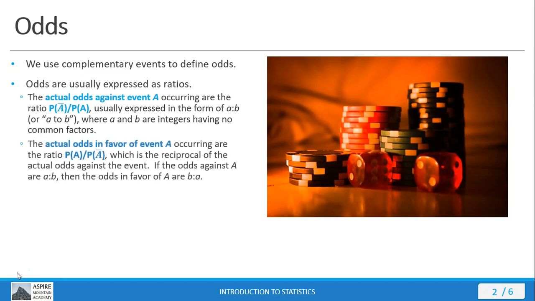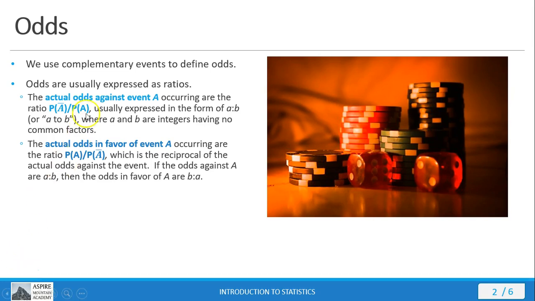On the flip side, the actual odds in favor of event A occurring is the ratio of the probability of A divided by the probability of not A. Notice this is just the reciprocal of what we saw before. So the actual odds against event A, the actual odds in favor of event A.